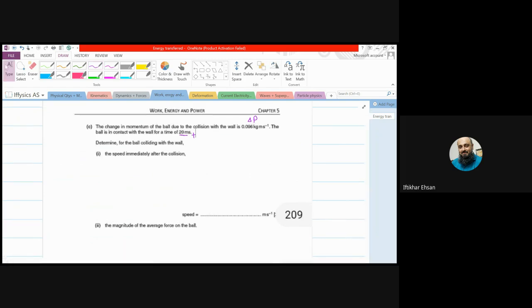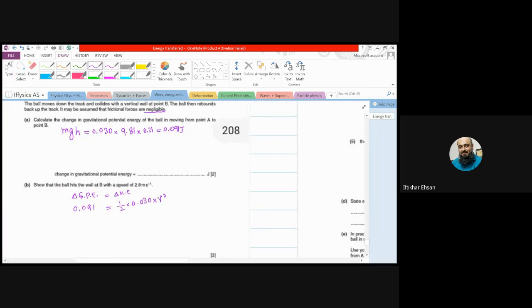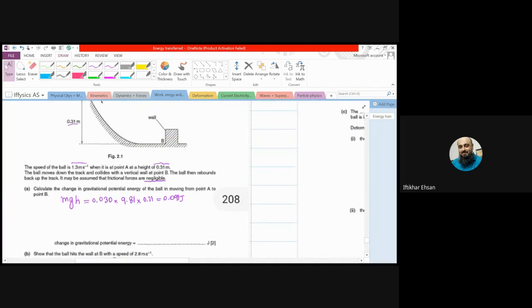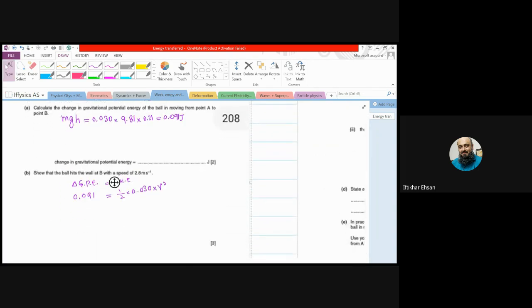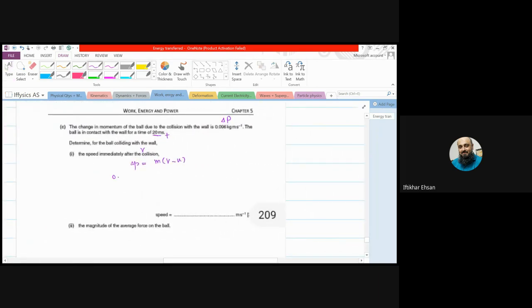Beta, the speed after collision: the change in momentum is equal to m times v minus u. We need to find the speed after collision, so the final velocity is what we need. What will be the initial velocity before colliding? That is this 2.8, right? When it reaches the point B, this velocity at B is going to be the initial velocity. Now we know the change in momentum is 0.096. The mass is 0.030.